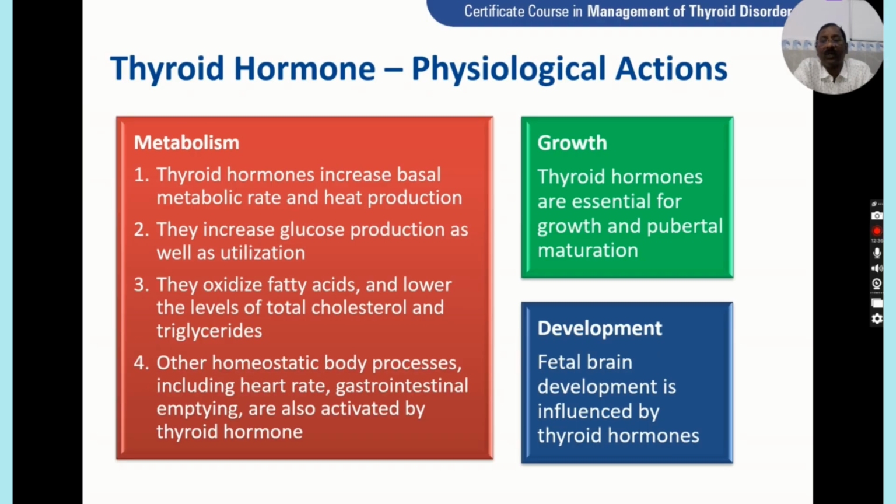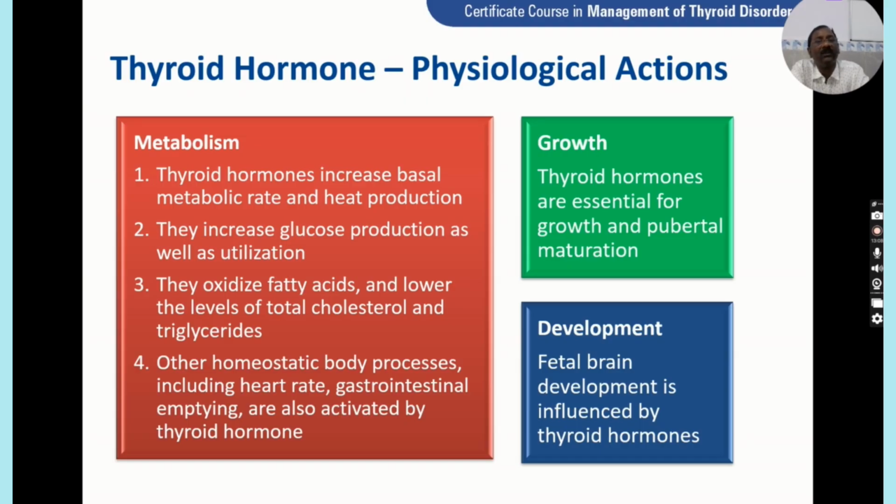Other homeostatic body processes, including the heart rate. Heart rate will be bradycardia in hypothyroidism and tachycardia in hyperthyroidism. Gastrointestinal emptying: there will be an increased number of stools in hyperthyroidism, whereas constipation is the rule in hypothyroidism. These are also activated by the thyroid hormone. So every system, gastrointestinal, respiratory, cardiac, neurological, will be disturbed by dysregulation of your thyroid hormones.